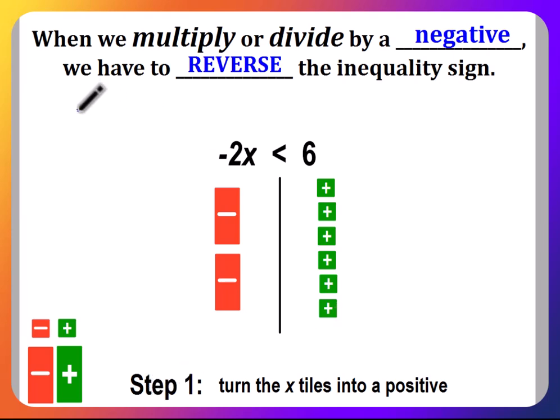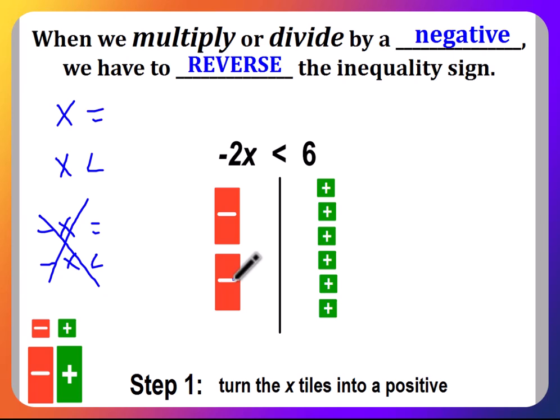Remember, when we're solving equations or inequalities, it's always x equals or x is less than something. It's never negative x equals, and it's never negative x is less than something. The x, or whatever the variable is, is always positive, and that's what we need. We need to have positive x tiles, but we have 2 negative x tiles.